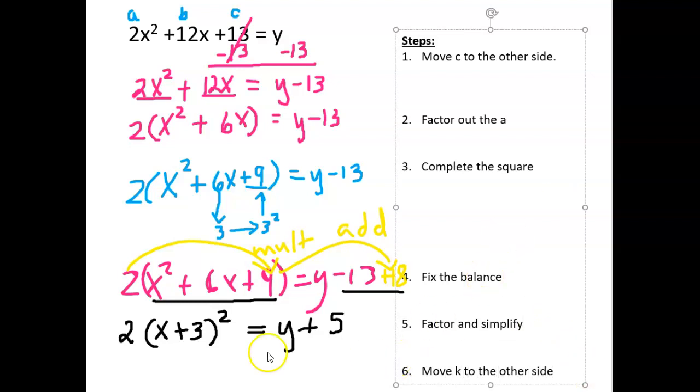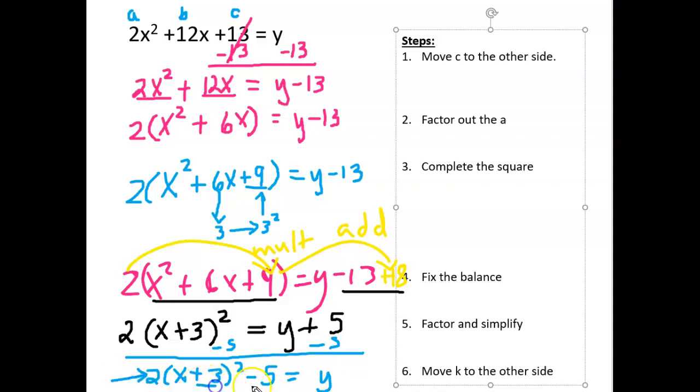Okay, so let's do that. So I'm going to put minus 5, minus 5. So now we have 2 parentheses x plus 3 squared minus 5 equals y. And now it's in vertex form. Here's my a, here's my h, and here's my k. So we've successfully changed it from standard form into vertex form. And now we could graph this.